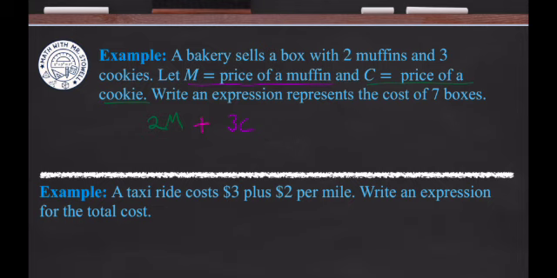The last part of it says, write an expression representing the cost of 7 boxes. Well, we're buying 7 of these boxes, so instead of writing 2m plus 3c plus 2m plus 3c over and over again, we can just say we have this box of muffins and cookies, and we're going to take that and do it 7 times. So we're going to put 7 on the front. It's a multiplication of 7. So this would be fine to have as your answer.